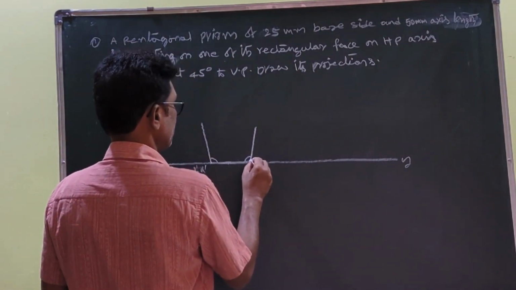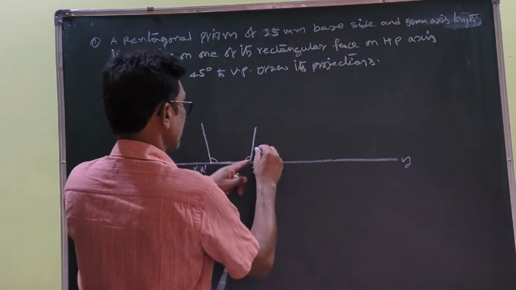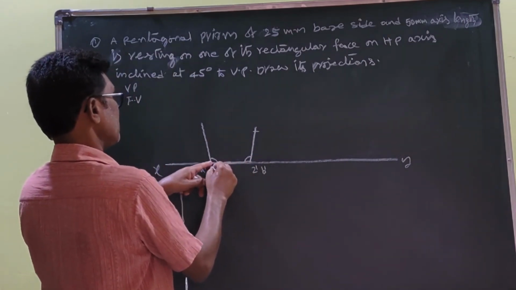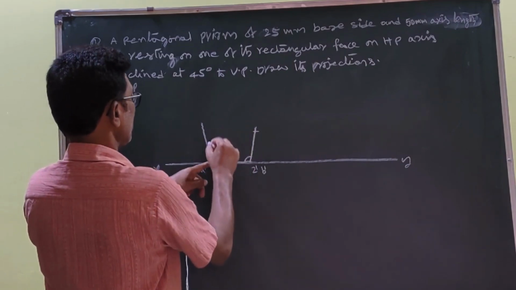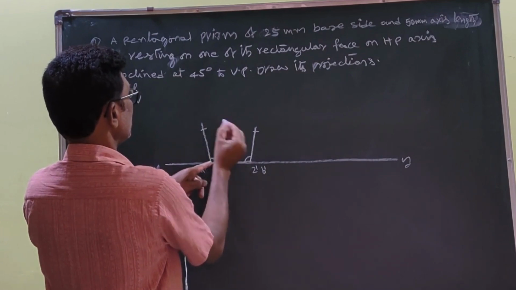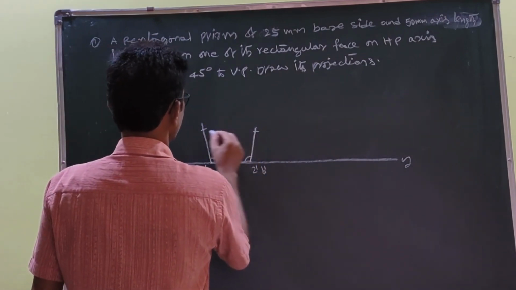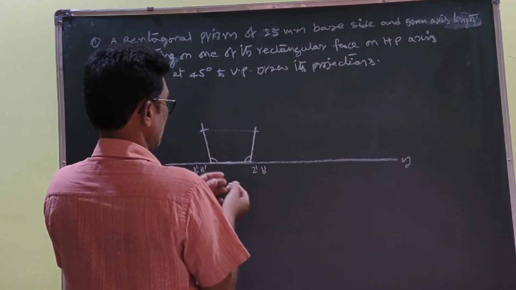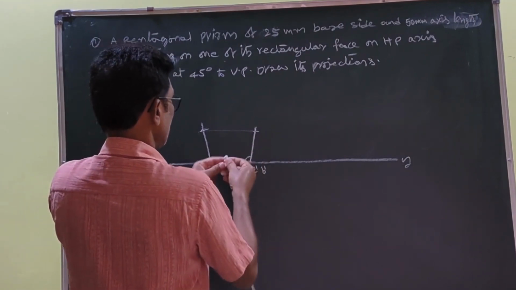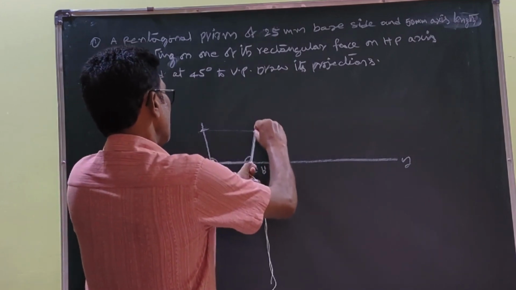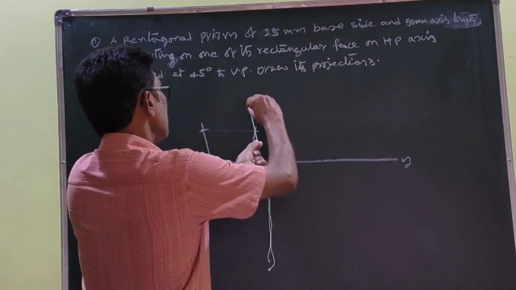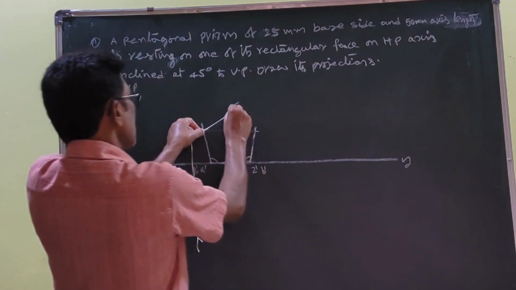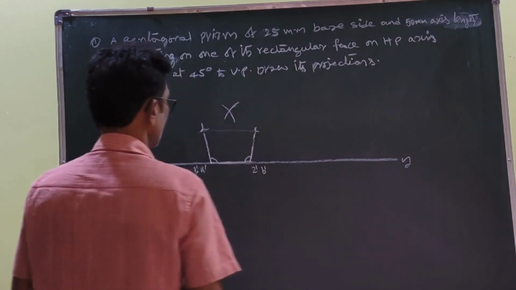Then, with 2 dash as a center and 25 mm radius, you cut it here. At the same time, with 1 dash, A dash, as a center and 25 mm as a radius, you cut it here. Obviously, they are in the same line. Then, with 25 mm as a radius and this point as a center, you draw an arc, and with the other point as a center you draw an arc like this.